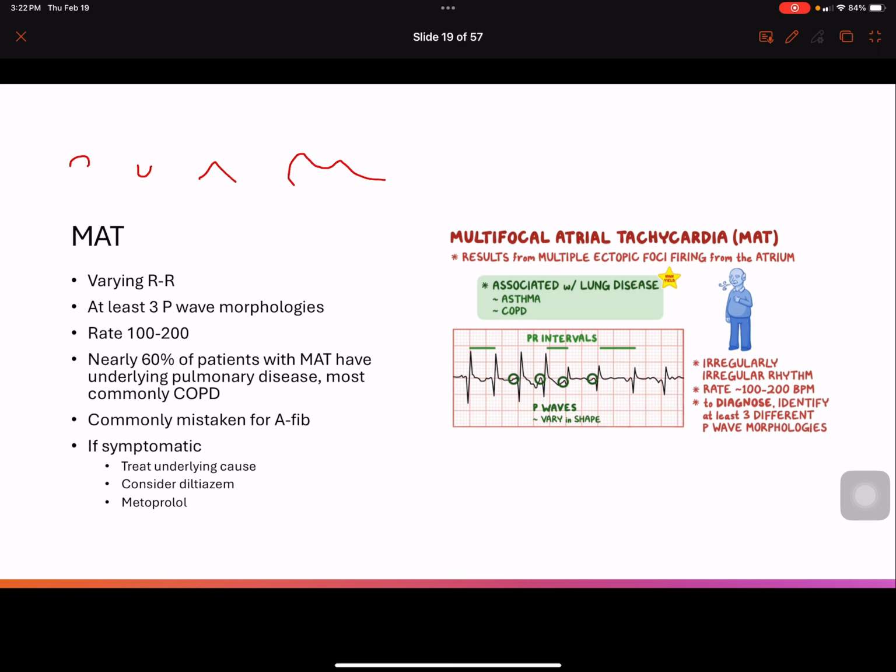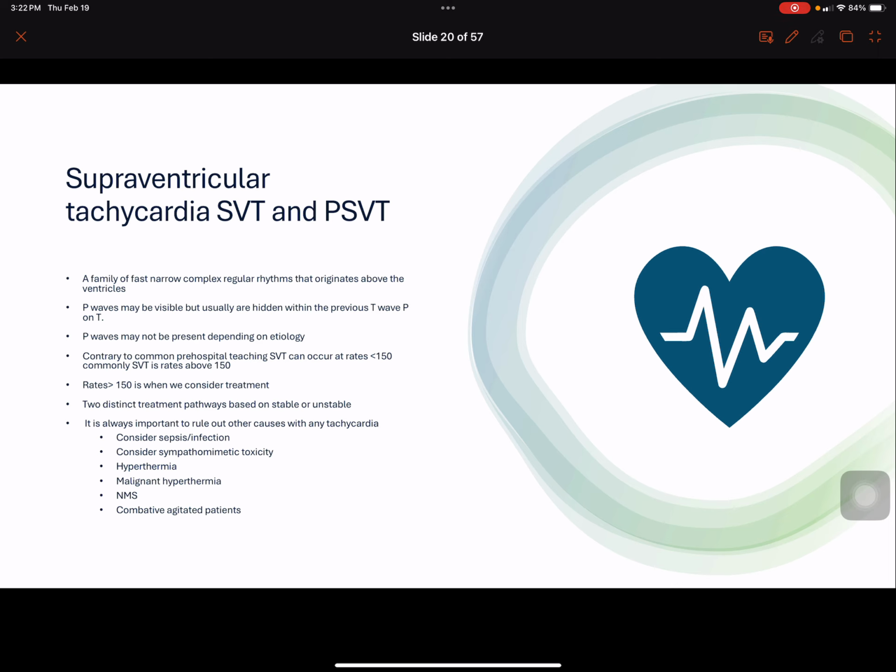If they're symptomatic, again, we could consider rate control medications. And we're going to talk about when we would consider electrical therapy or cardioversion. That's going to be when someone is severely symptomatic with a very tachycardic rhythm, and we've ruled out other causes, and we may consider using electricity to treat those rhythms. And we'll talk more about that.